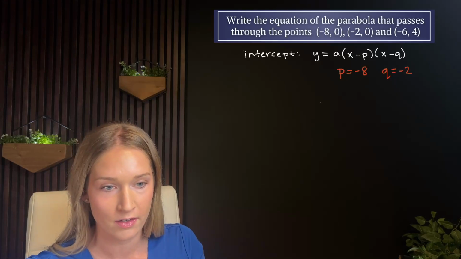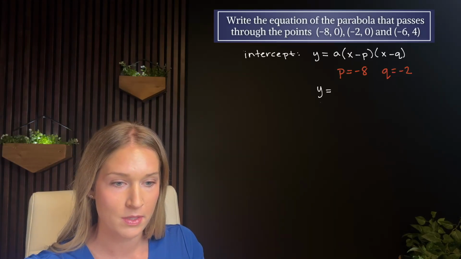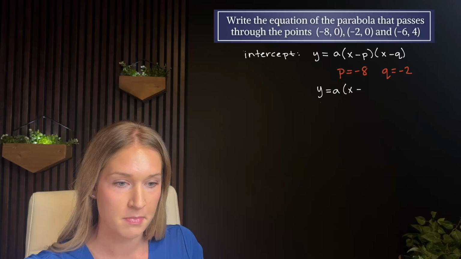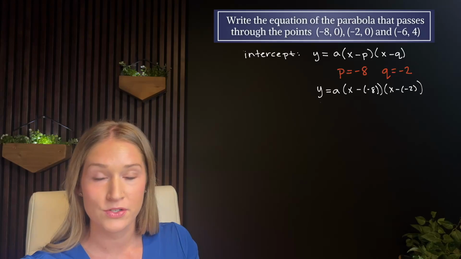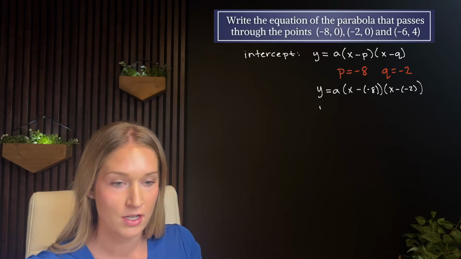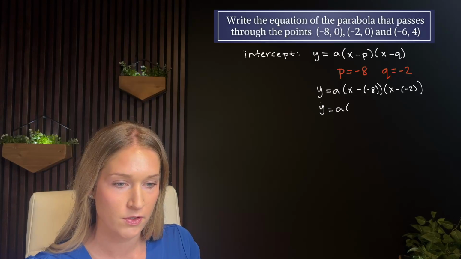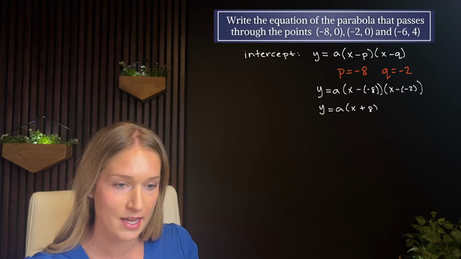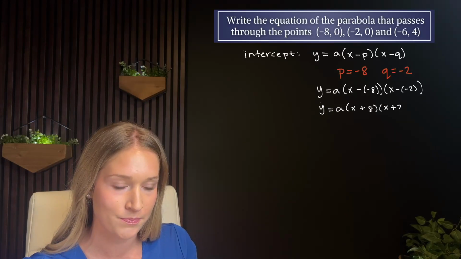value is later. So just plugging these 2 in, I end up with x minus a -8 and then x minus a -2. But I do know that if I have subtraction of a negative, I can just turn that into addition. So let me simplify a little bit further and make this x plus 8 and x plus 2.